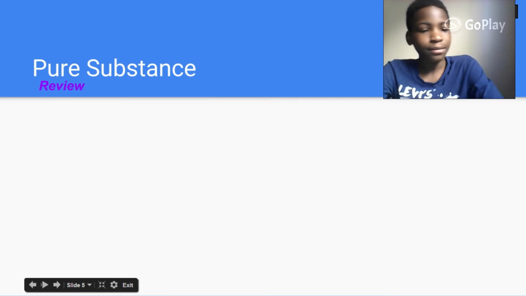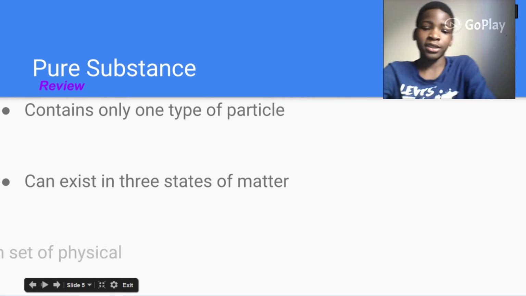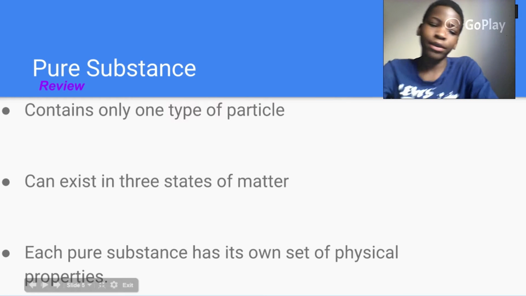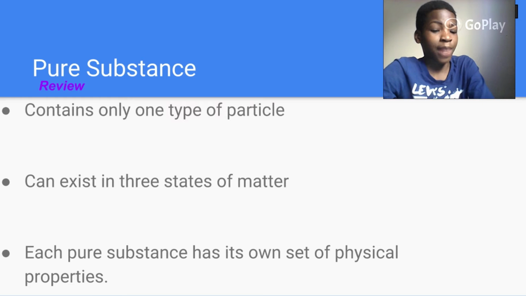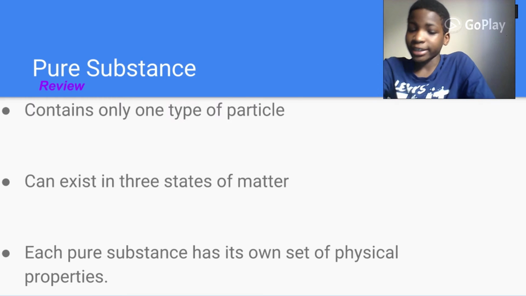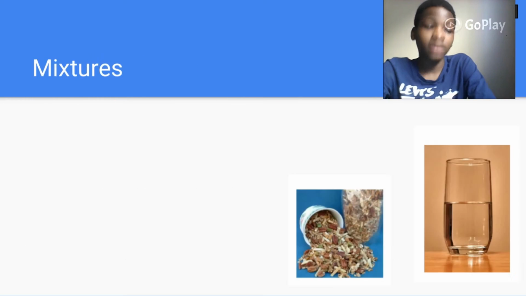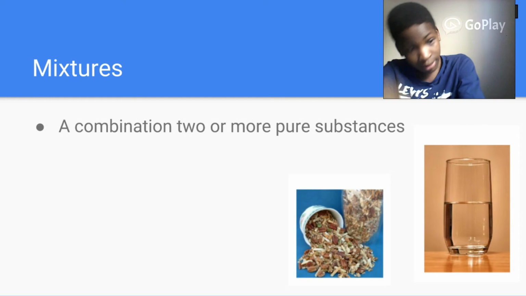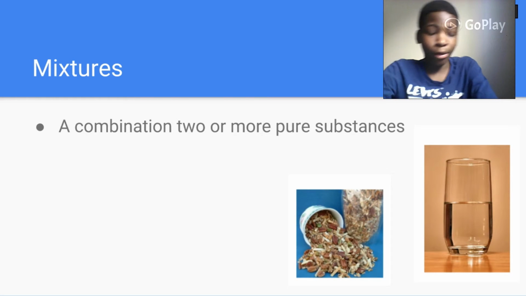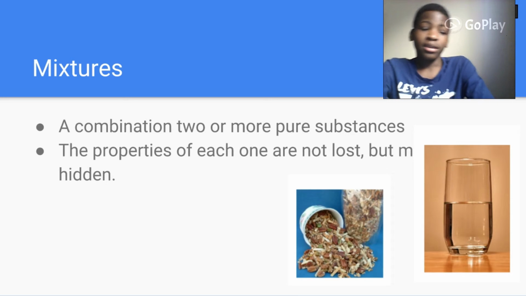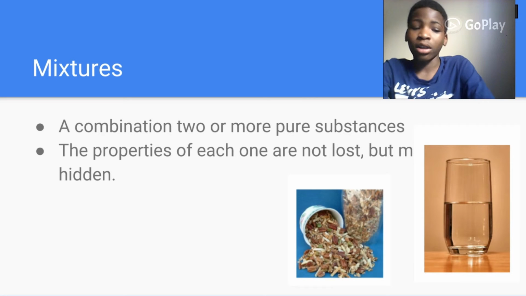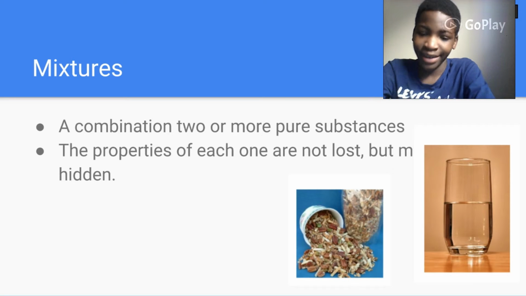So a pure substance contains only one type of particle and can exist in three states of matter. Each pure substance has its own set of physical properties. Mixtures are a combination of two or more pure substances. The properties of each one are not lost, but might be hidden, right?